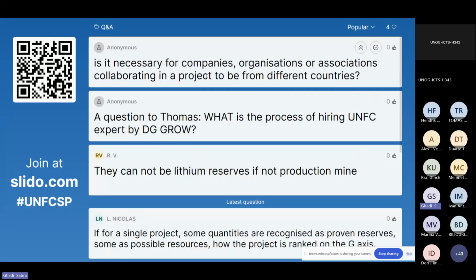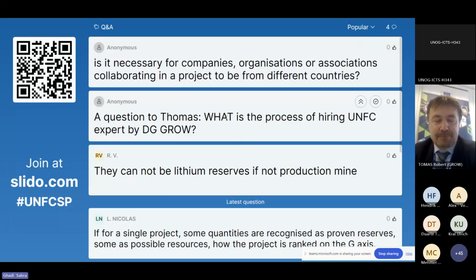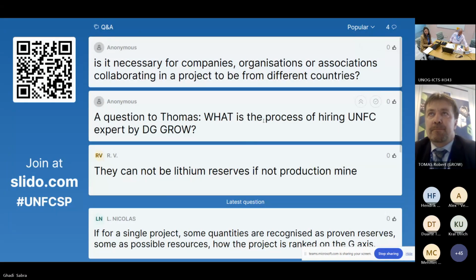Is it necessary for companies, organizations, or associations collaborating in a project to be from different countries? I do not see this being UNFC related. Maybe Robert, is this for you? And at the same time, maybe you can answer the question, what is the process of hiring UNFC experts by DG Grow?